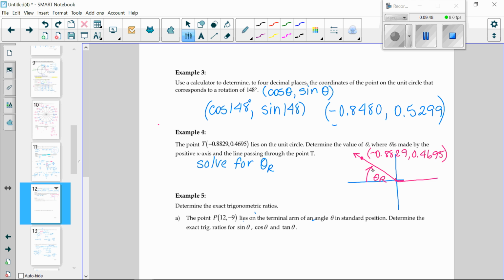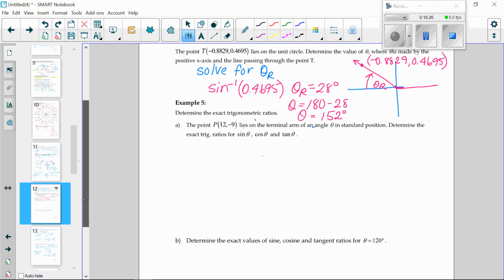So all I do is in my calculator, because sine is positive, it's easier to work with. So I'm going to go sine -1, and in my calculator, I'm going to put 0.4695. Okay. And that gives me a reference angle of 28 degrees. So then all I need to do to find theta is go 180 minus 28, and theta is equal to 152 degrees. All right.